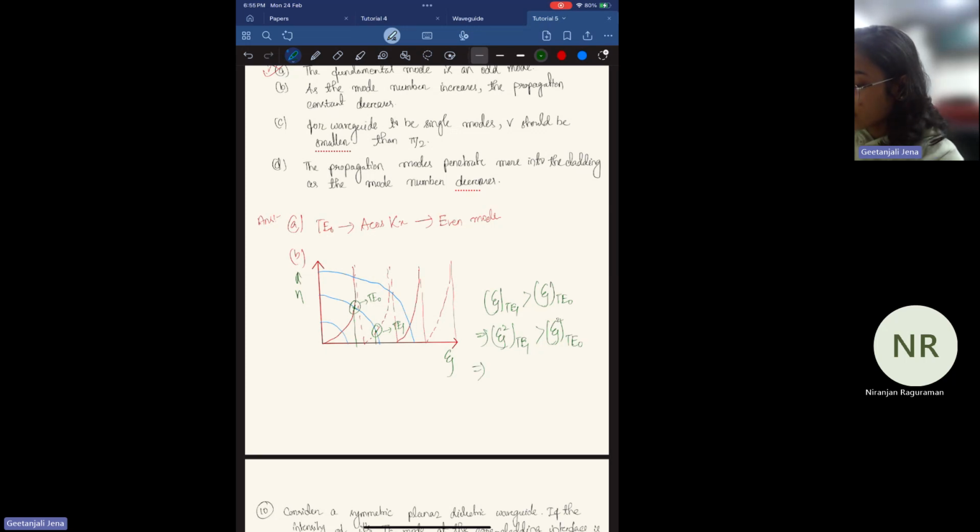Zeta square is kappa square, which is k0 square n1 square minus beta square for TE1, and for TE0 it is k0 square n1 square minus beta square for TE0. So this cancels. So we have beta square for TE0 is greater than beta square for TE1.